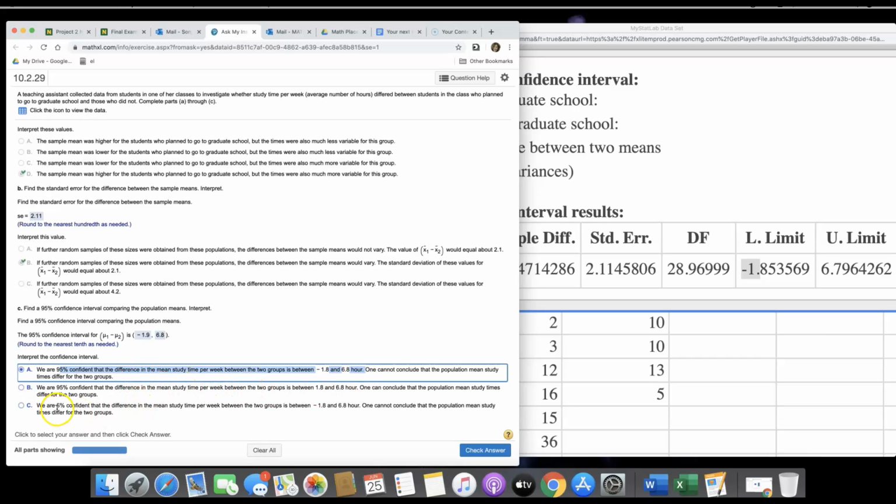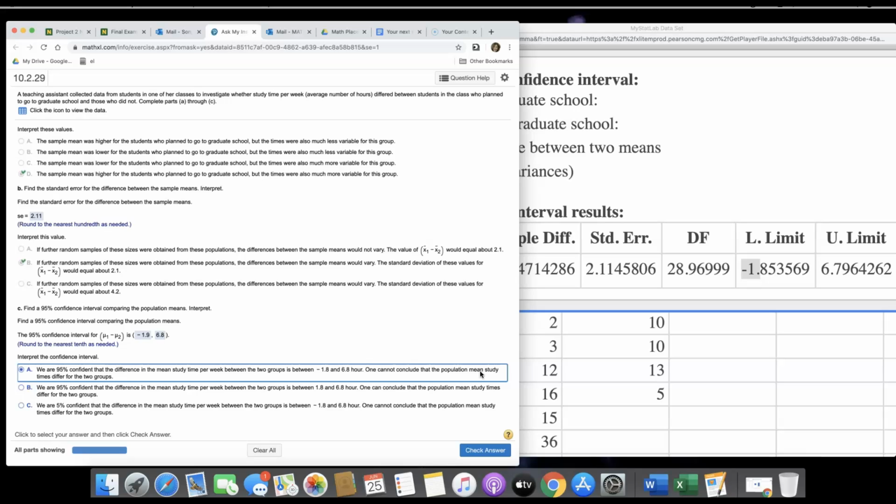Now, I think they're talking about, okay, so A and B are absolutely good for the first sentence. C, I think they're trying to, remember we talked about how a 95% confidence interval and a 5% significance level test will give you the consistent result. But we are 95% confident in this. We're not 5% confident. So cross out C. C is not good, but it's either A or B. Let's take a look. One cannot conclude that the population mean study time differs for the population groups.